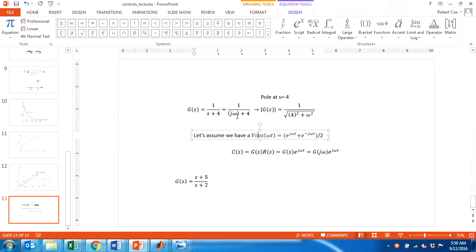And very often I can relate this frequency response or Bode plot to a number of useful time domain parameters, which we're going to look at a lot more carefully as we go.